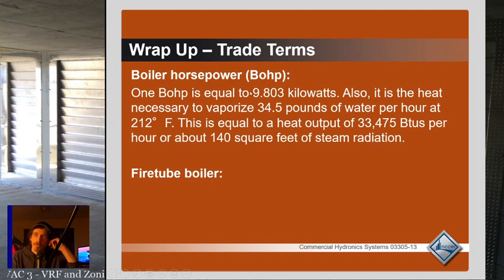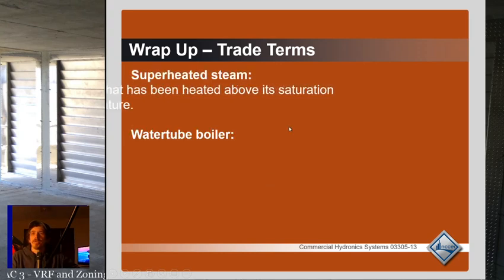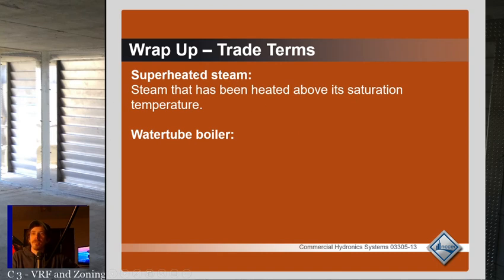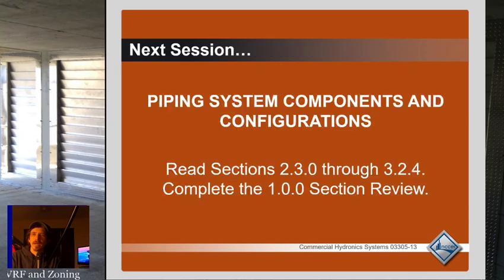That's a boiler horsepower. Fire tube boiler is a boiler with flue gases contained inside the tubes and heated water on the outside. Superheated steam is steam that has been heated above its saturation temperature, so more than 212 degrees Fahrenheit, right? 212 degrees Fahrenheit is going to be the saturation temperature of steam at atmospheric pressure. So if it's above that, then it's superheated steam. Just like we could have a superheated refrigerant, you can have a superheated steam. Water tube boiler is a boiler where the heated water is contained inside the tubes with the flue gases on the outside.